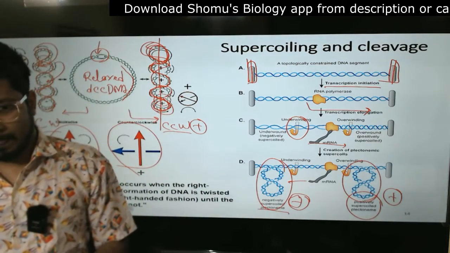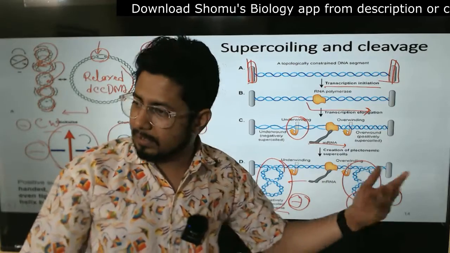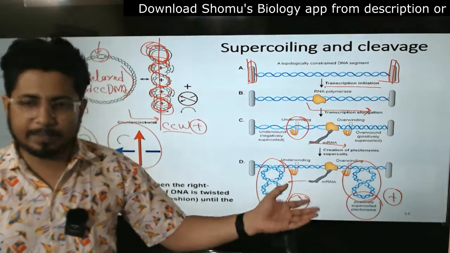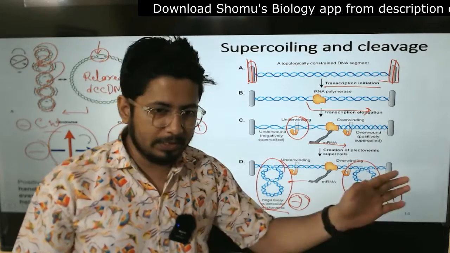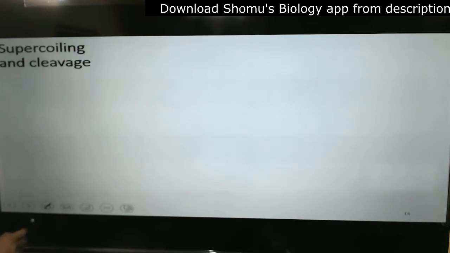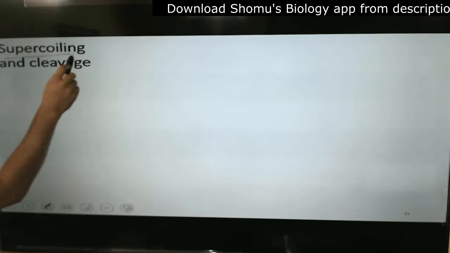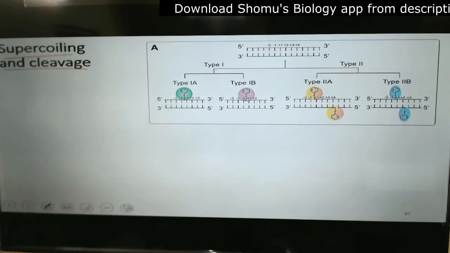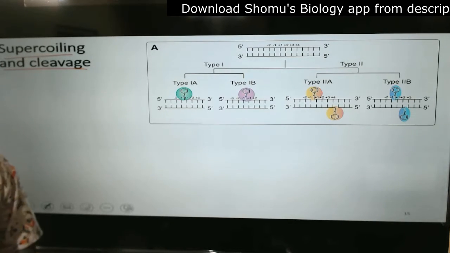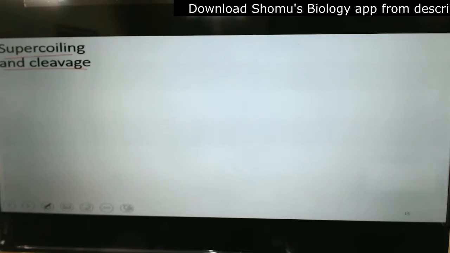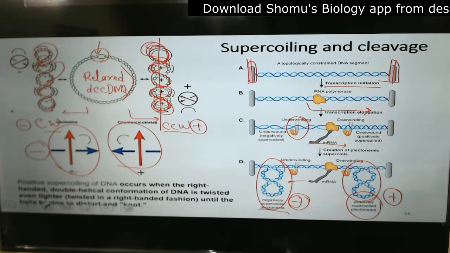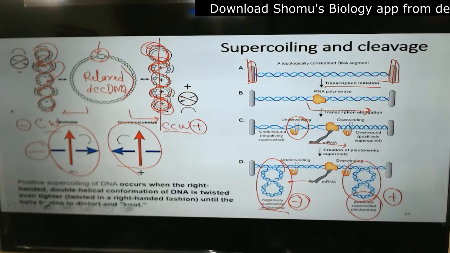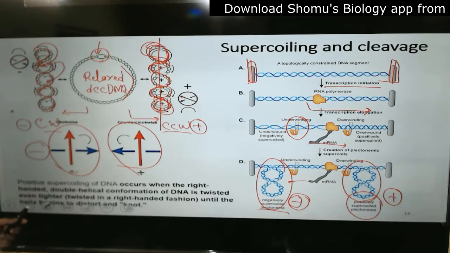Okay. But in case of replication in E. coli, we also face the same problem. There is an upstream positive supercoil. We need to release this supercoil. Supercoiling and cleavage, and how it's done. Plectonym is the DNA which gets supercoiled, the tangled DNA structure which is formed. That is the name only.